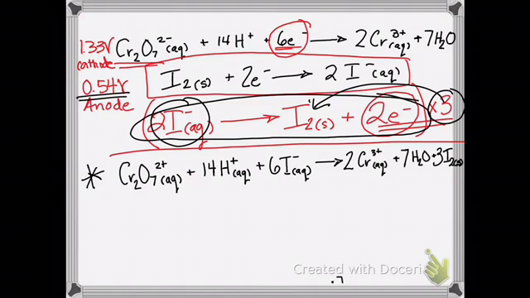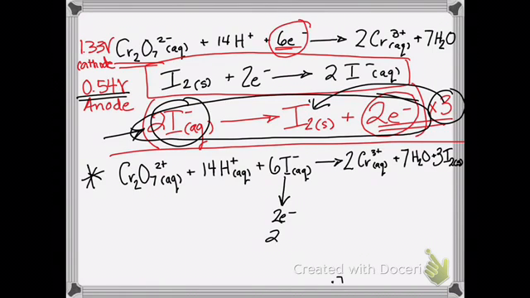This cell voltage is kind of like the maximum voltage that you can get, and that reaction can only pump out so much. Think of it like this: every time this iodine reacts in this ratio right here, it's going to pump out 2 electrons.